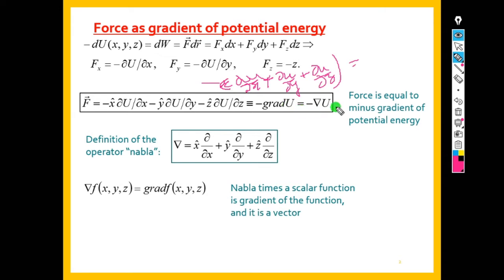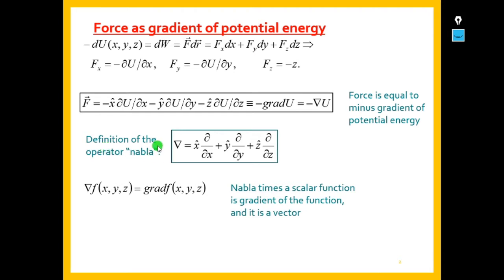Grad is mathematically expressed as the inverted nabla, or inverted triangle, that is, F equals minus del U, minus grad U. So force is equal to minus of the gradient of potential energy. This is our potential energy, and we have got minus here, so minus of gradient of potential energy. So force can be expressed as gradient of potential energy.